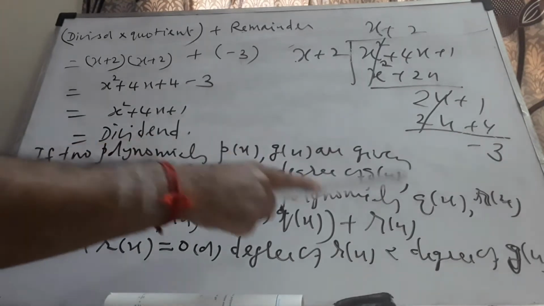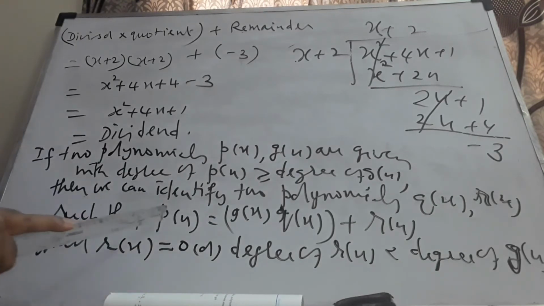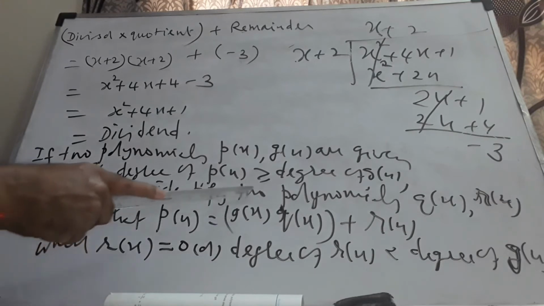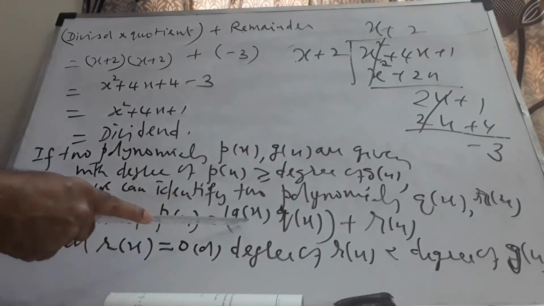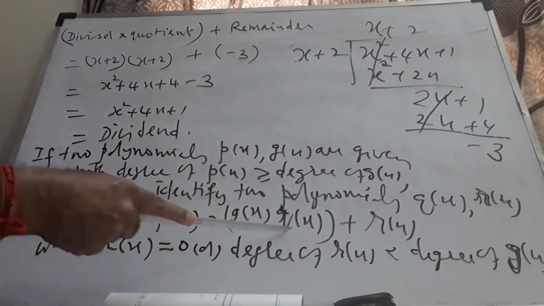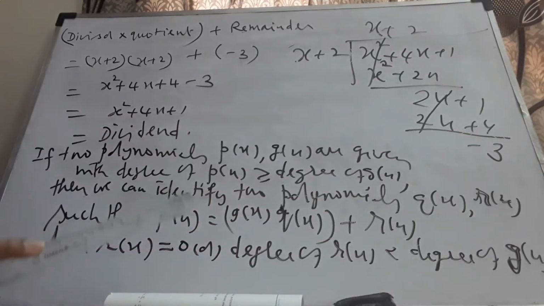This particular rule is known as the division algorithm for polynomials. Here the quantity p of x which is being divided is known as the dividend. The quantity by which we divide is called the divisor, and q of x is called the quotient. R of x which we get at the end is called the remainder. Okay, let me repeat once again.